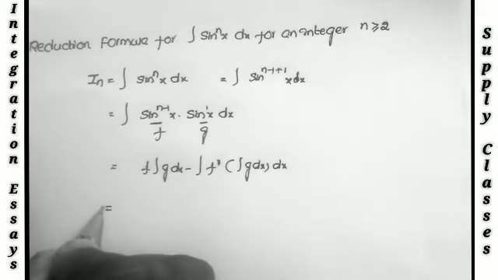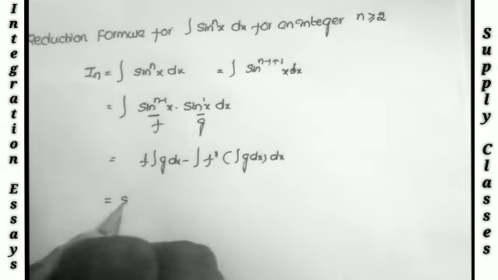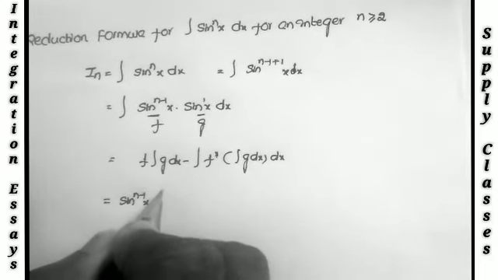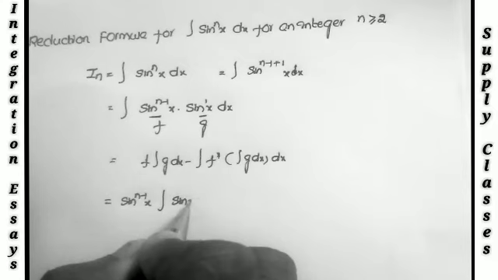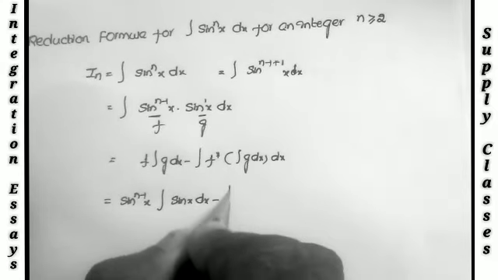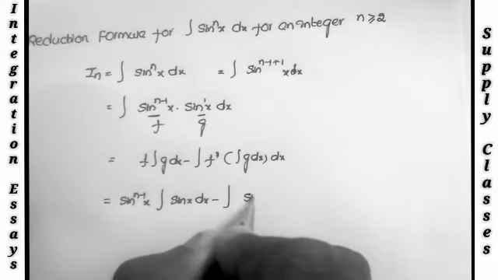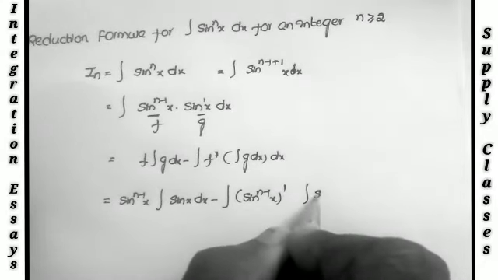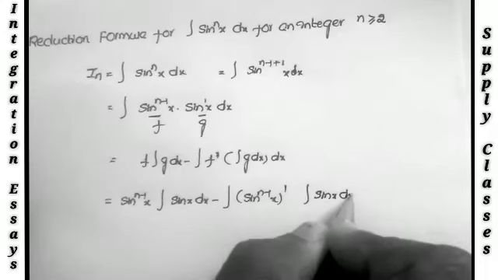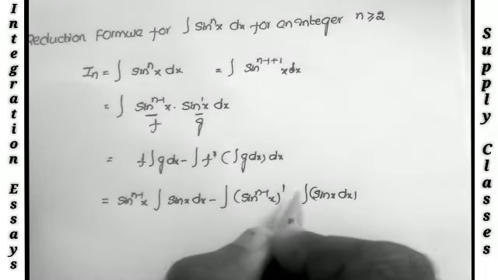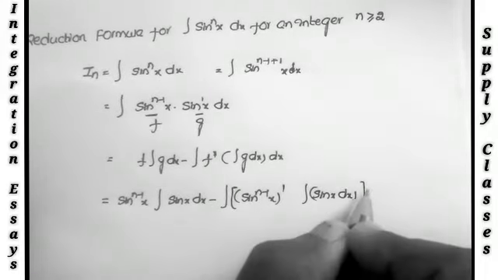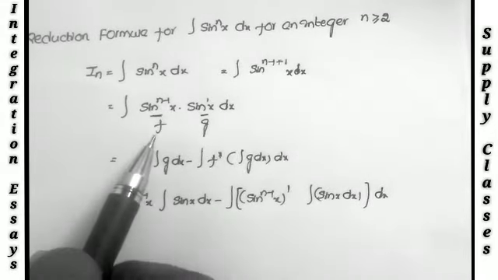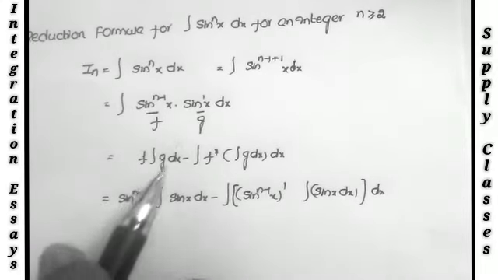Now applying this, this is equal to f value sin^(n-1) x into integral g, that is sin x dx, minus integral f dash, that is sin^(n-1) x whole dash, into integral g, that is sin x dx. Okay, just I replace the values of f and g in this formula. I'm replacing f as sin^(n-1) x and g as sin x in this formula.